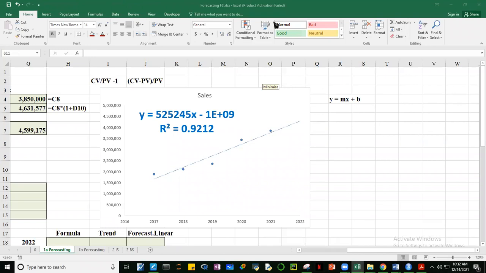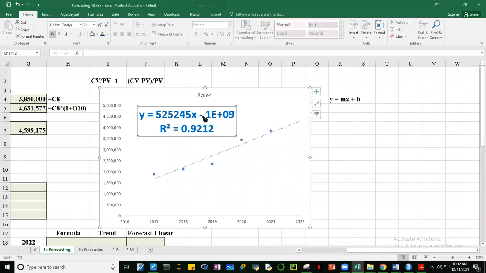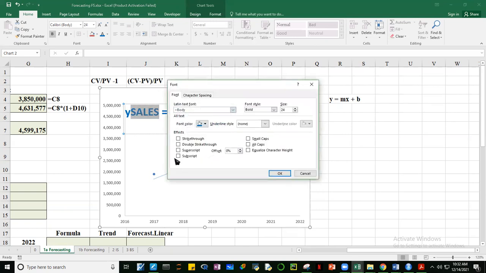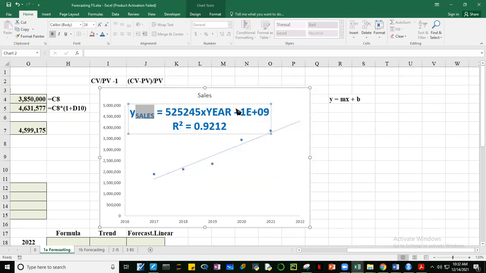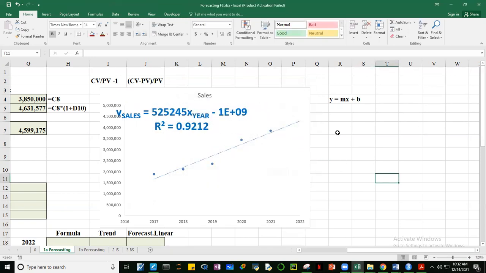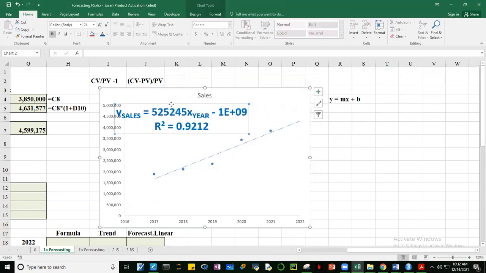I think for most of you, this is just a quick review of what you have learned in your regression. Okay, so let me just refine this. Y is sales, X is year. Tapos litan lang natin to. Control 1. Subscript lang natin. Okay, so that's our equation.